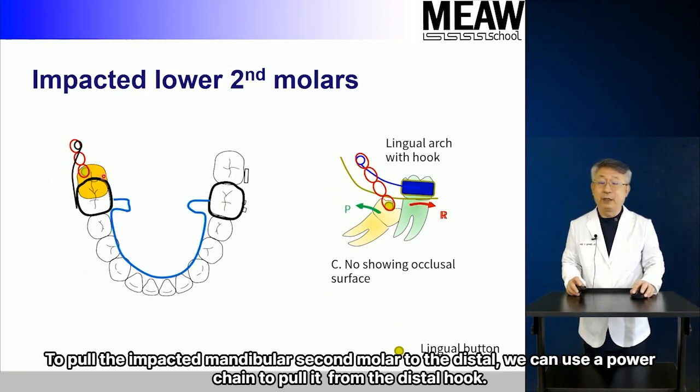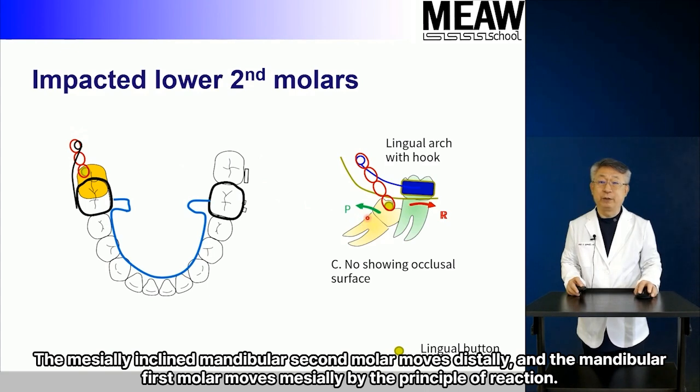To pull the impacted mandibular second molar to the distal, we can use a power chain to pull it from the distal hook. The mesially inclined mandibular second molar moves distally, and the mandibular first molar moves mesially by the principle of reaction.